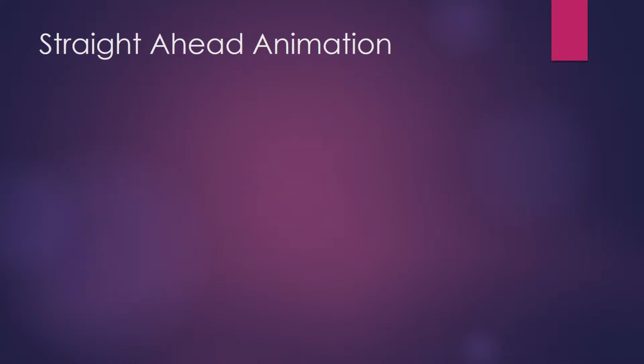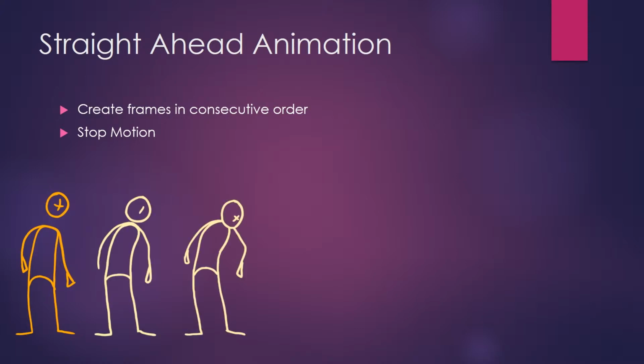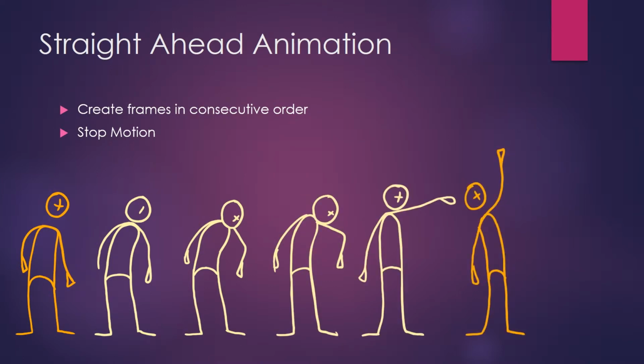Now, remember, straight ahead animation is where we create frames in consecutive order. And this is often used in something like stop motion, right? The animator creates frame 1, and then they create frame 2, and 3, and 4, 5, 6. So to get your character to raise their hand, they have to go through all 6 of these images in order to get that final animation. Again, this is primarily used in stop motion animation. This is not the most common way that most people animate, particularly in a program like Maya.